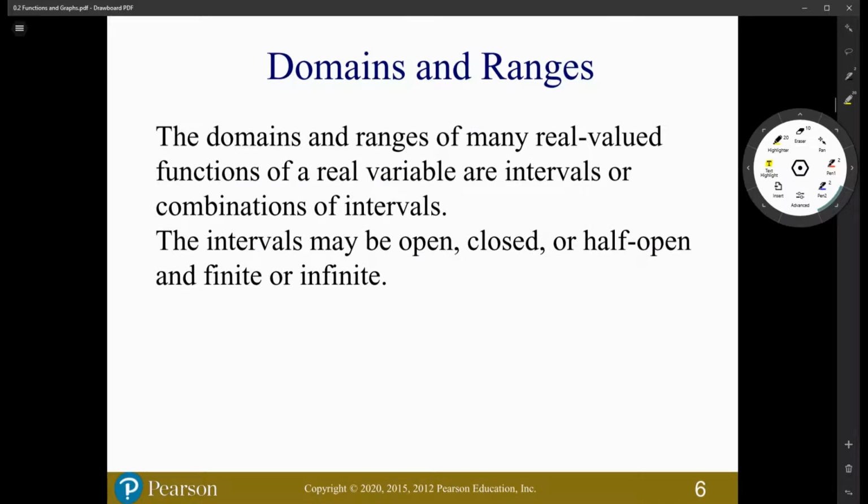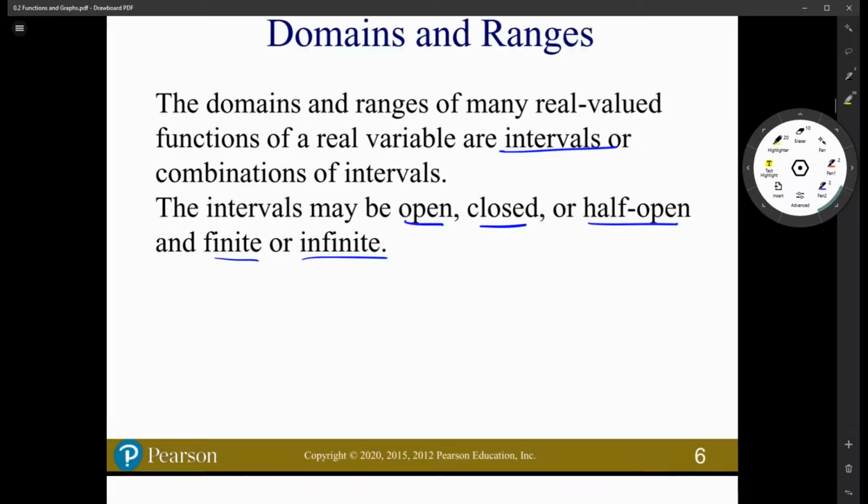More on domains and ranges. The domain and range of many real valued functions of a real variable are intervals or combinations of intervals. The intervals may be open, closed, or half open, and they can be either finite or infinite. And so here we're really starting to talk about the bridge between graphically representing a function and notationally representing a function when we talk about the domains and ranges in terms of intervals.